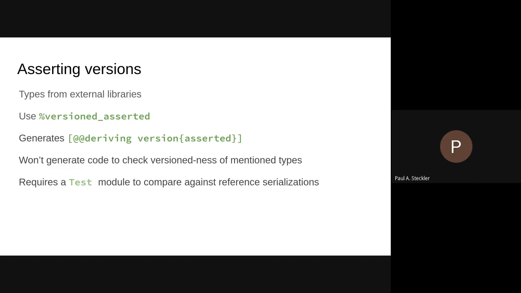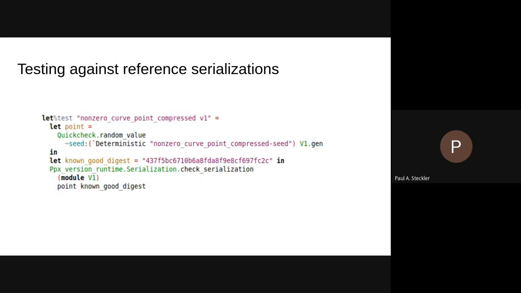How do we know that it doesn't change over time? Well, we can't really do that statically. So instead, we require a test module in which we'll have tests that will compare against reference serializations. And to show you what I mean, here's an example from our code. We have a type called non-zero curve point compressed. We generate a value of that type using a quick check generator, and then we have a reference. It's actually a digest of the serialization, because the serializations for a large type with lots of data might be very large, so we just store a digest of that.